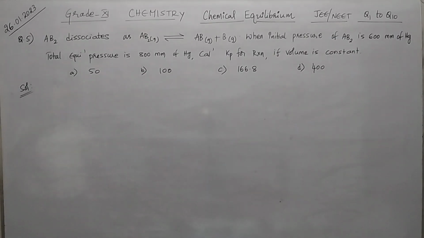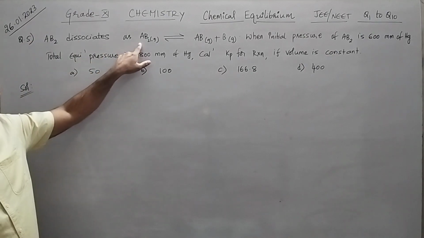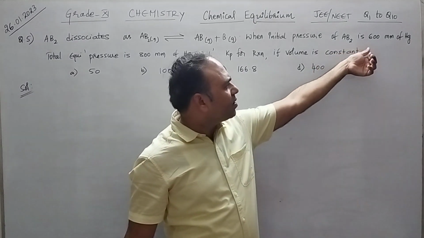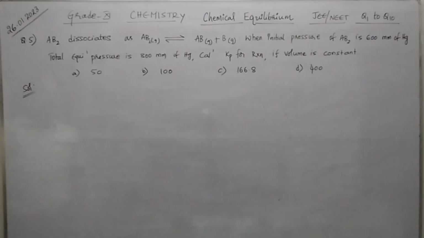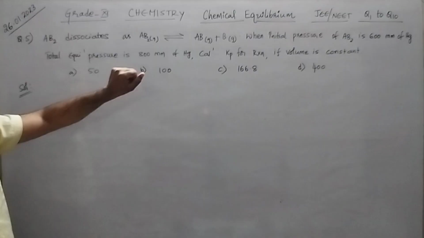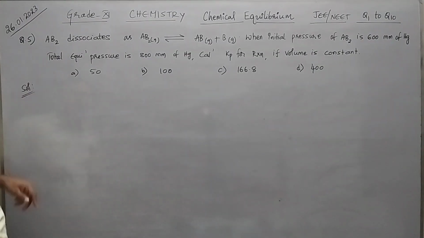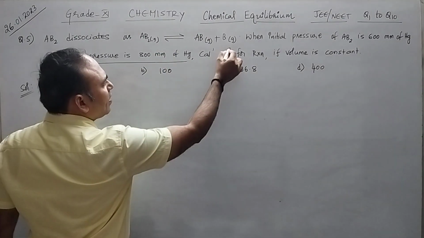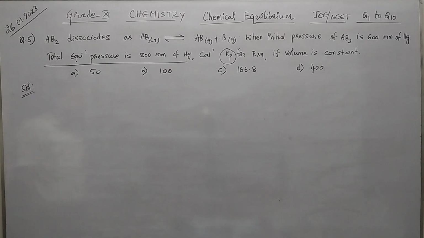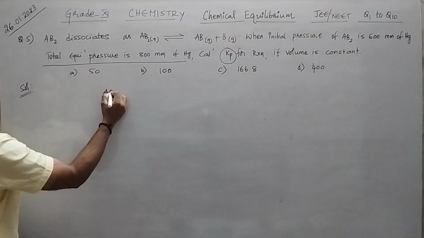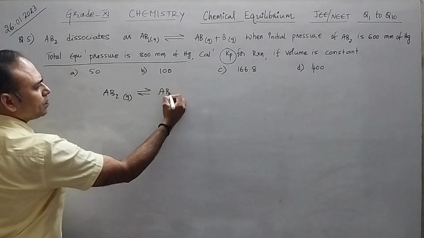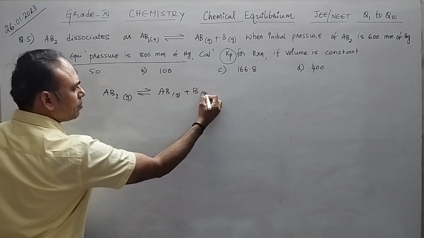Question number 5, AB2 will dissociate in this manner. AB2 gas gives AB gas plus B gas. The initial pressure of AB2 is 600 mm of mercury. The total equilibrium pressure is 800, they have given. And now they are asking to find Kp if volume is constant. So let us solve this. First one, you know the method. AB2 gas will dissociate into AB gas and B gas.